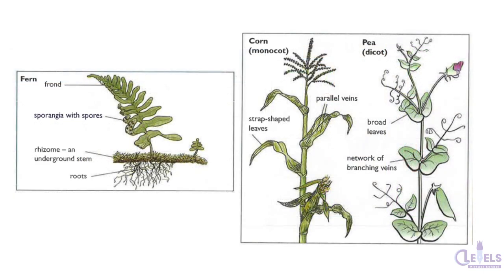Here are some examples. This is a fern. These ferns have leaves that are called fronds because they have spores on them and they reproduce by these spores, and they have roots like this. And corn and pea are the flowering plants. Corn is a monocot and pea is a dicotyledonous plant. See, these are narrow leaves with parallel veins, and these have bigger leaves with branching veins.